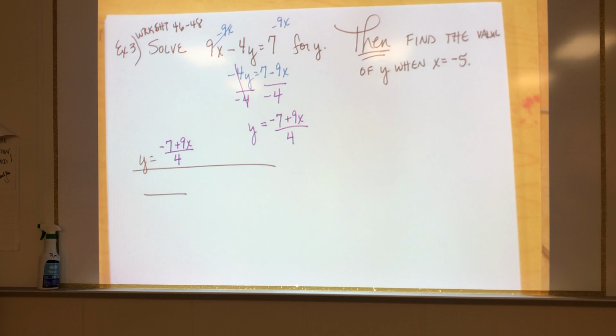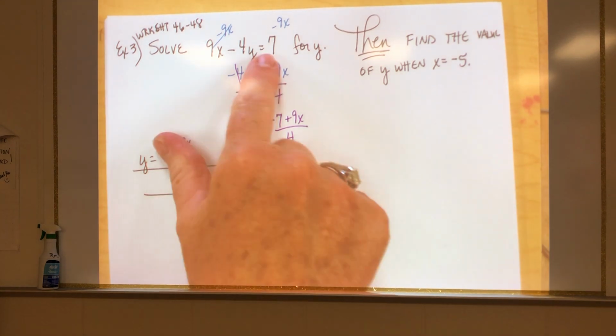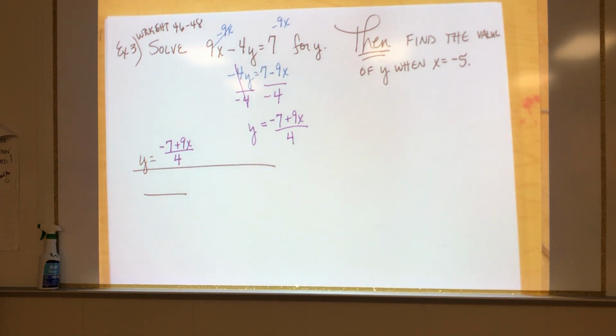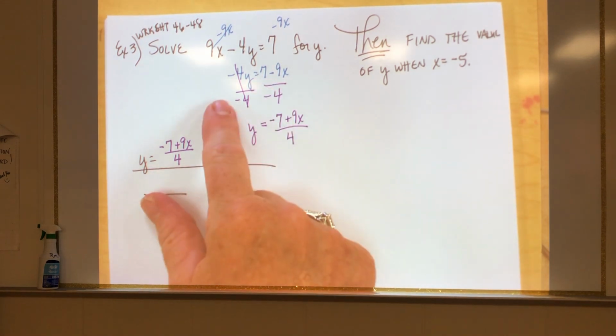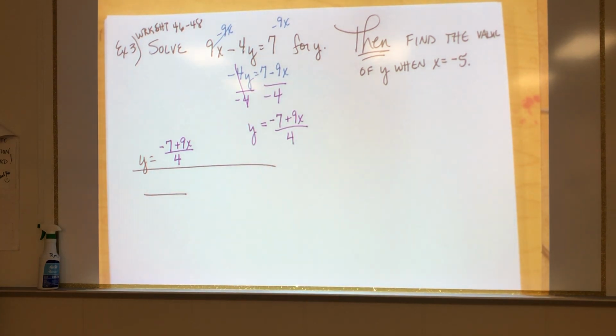Hey, what's the name of that form, that 9x minus 4y equals 7? Because we did that in Algebra 1. That's called standard form. And then we had to convert it to something else. To slope intercept. And that's what makes y'all want to put that 9x first, which is fine with me. It doesn't matter.